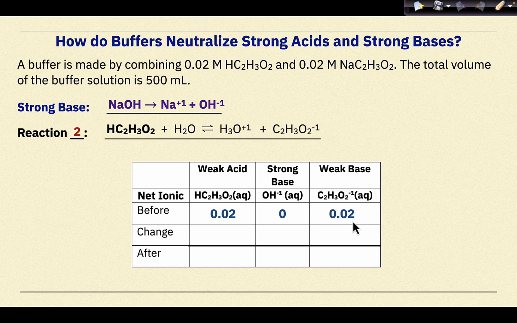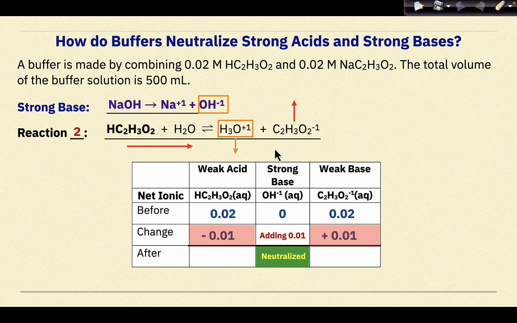When neutralization occurs by the addition of 0.01 molar of the strong base, the hydroxide ions from the strong base will be neutralized by the hydronium ions produced from the ionization of the weak acid. This will continue until all of the hydroxide ions are neutralized. As a result, this reduces the amount of hydronium ions in solution. More weak acid is going to react with water to form more hydronium ions and the weak base. As a result of products being formed, the amount of the acetate ion, the weak base, will increase.